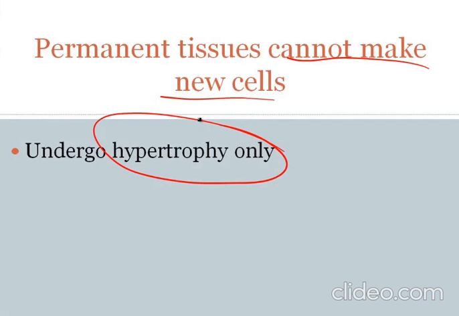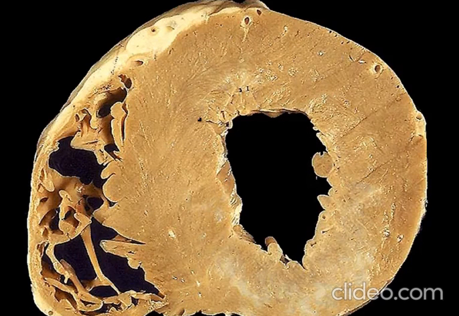And the third permanent tissue is nerve. These three tissues, cardiac muscle, skeletal muscle, and nerve, cannot make new cells and therefore will undergo hypertrophy only and cannot undergo hyperplasia. Here's a classic picture that likes to show up on exams.